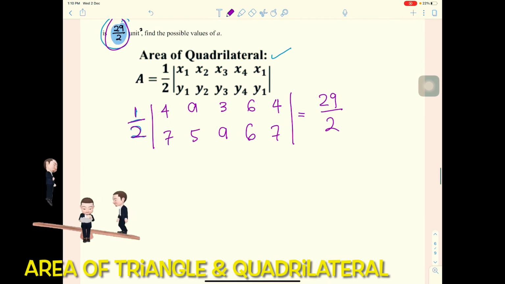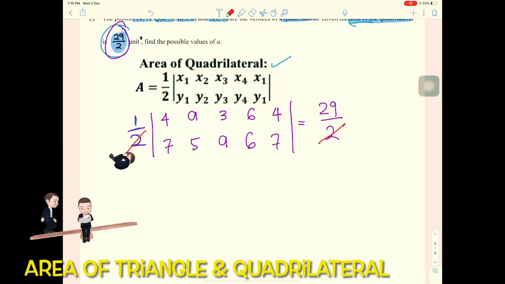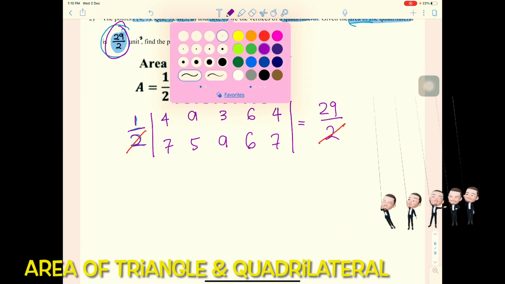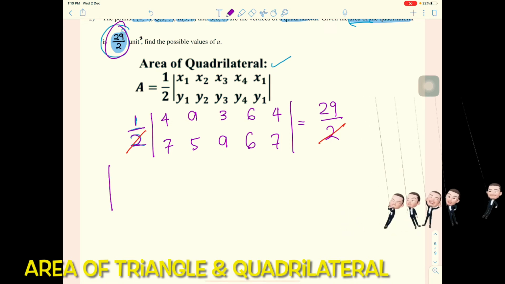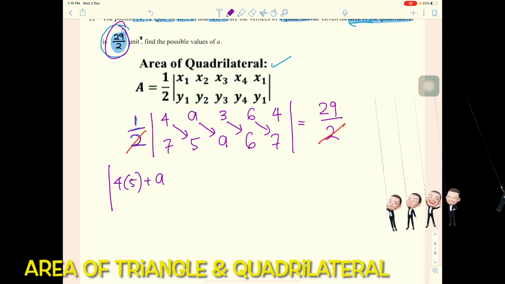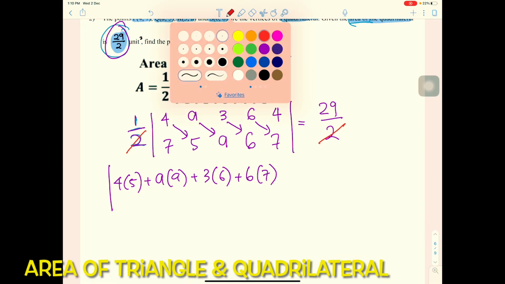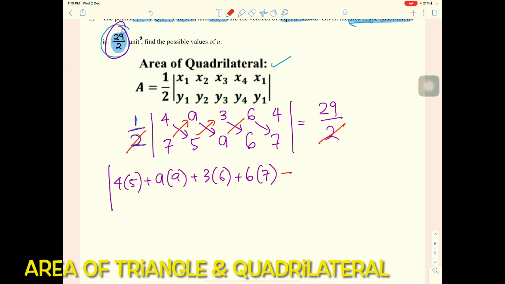So for the positive case, we can simplify 1 over 2 and 29 over 2, so it becomes 1 and 29. From here, for the addition, so modulus, I put the arrows first: 4 times 5 plus A times A plus 3 times 6 plus 6 times 7, and then minus the red arrows: 7 times A minus 5 times 3 minus A times 6 and minus 6 times 4, equals 29.